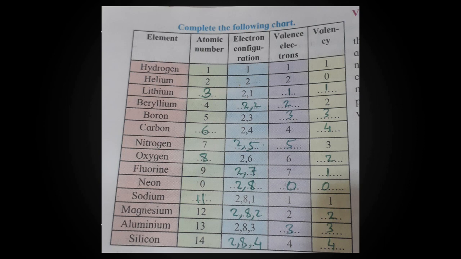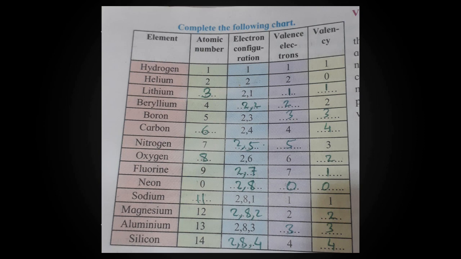And the last element is silicon. The atomic number of silicon is 14. That's the reason its electronic configuration becomes 2, 8, 4. That's the reason its valence electron is 4. Therefore its valency is 4.